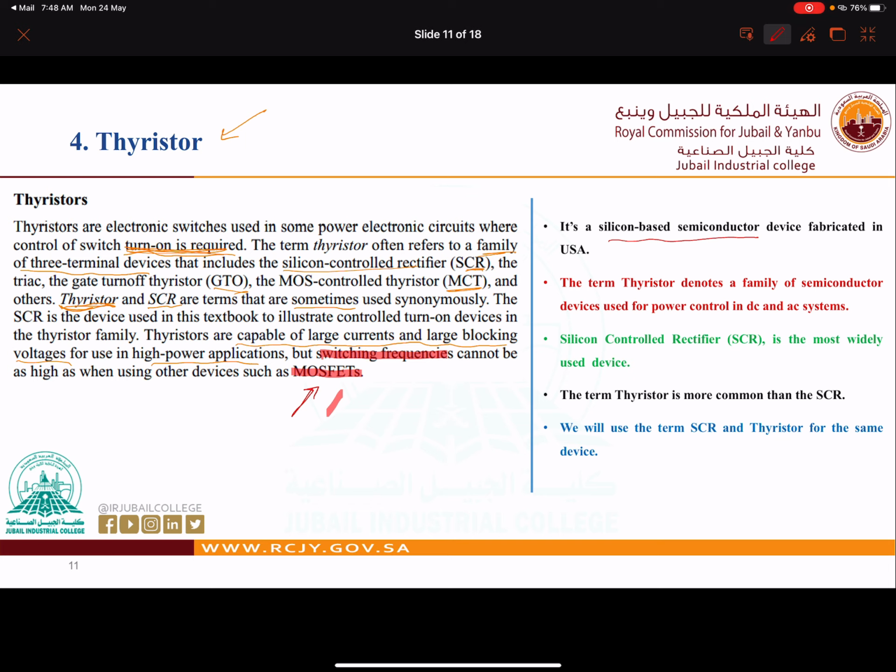And this thyristor is used to control in DC and AC systems. The silicon controlled rectifier is widely used. As we said, the term thyristor is more common than SCR. This is only general information. We will use the terms SCR and thyristor for the same device.